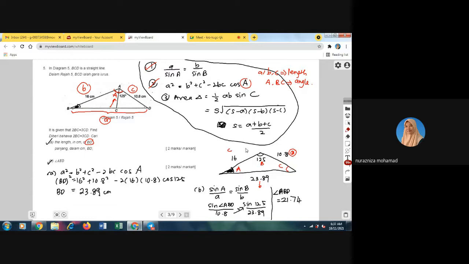Okay, you can also get the answer by using the cos rule. If you use the cos rule, just substitute, but you need to rearrange the formula first. Put the cos A in front as the subject. Okay, so now question number 5C.